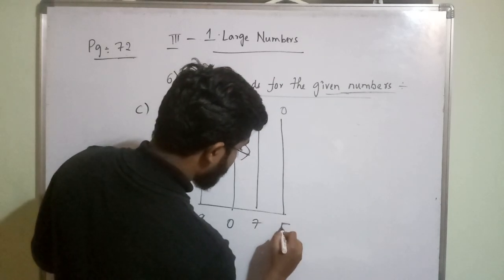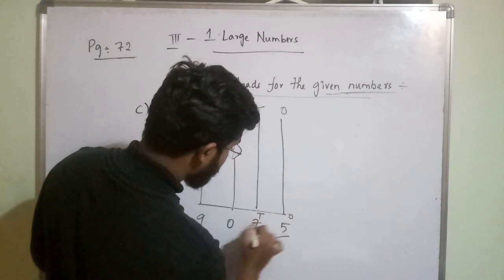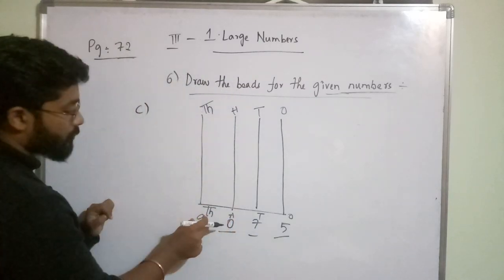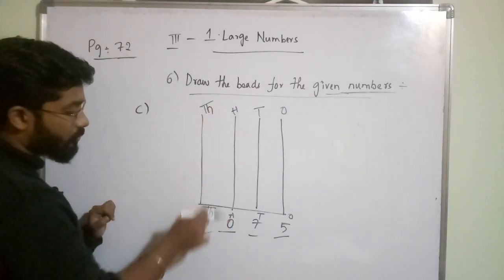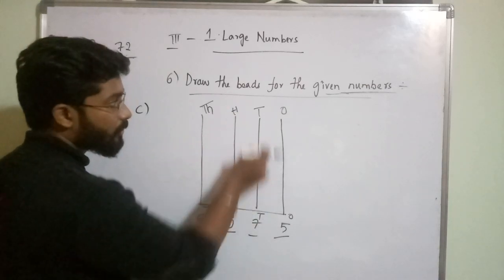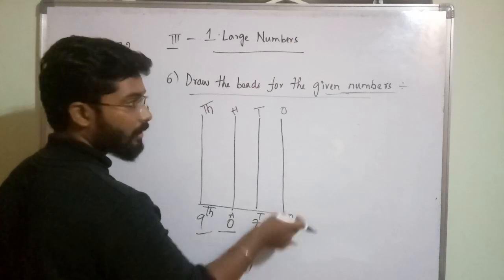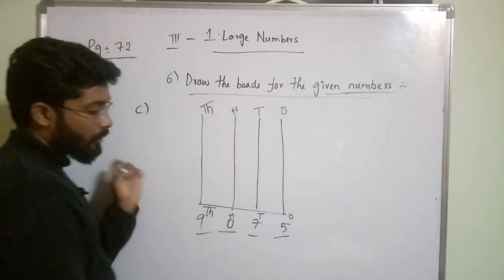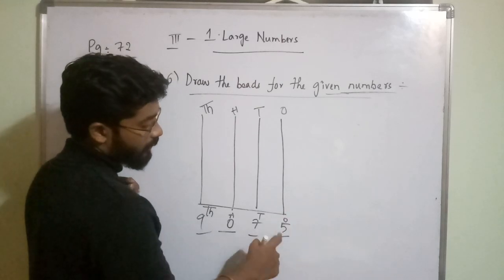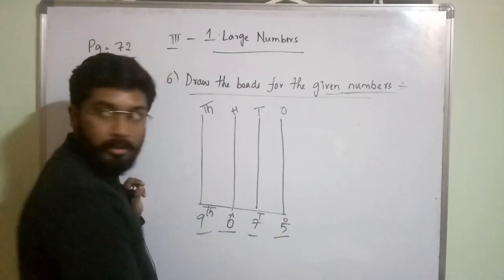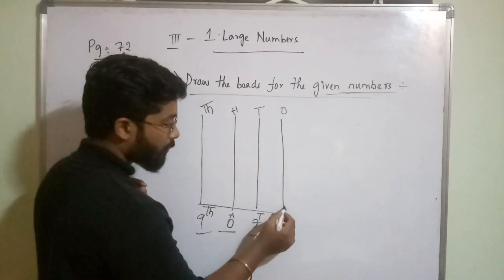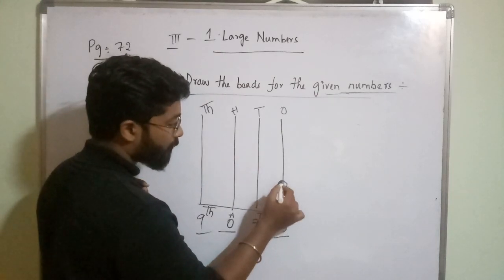9075. This is ones, tens, hundreds, thousands. Above thousands only you will have the thousands rod, above hundreds only the hundreds rod, above tens place only the tens rod, above ones only the ones rod. So this is ones place, no? In ones place how many beads you have to draw? Here it is 5, no? How many beads you have to draw? 1 2 3 4 5.